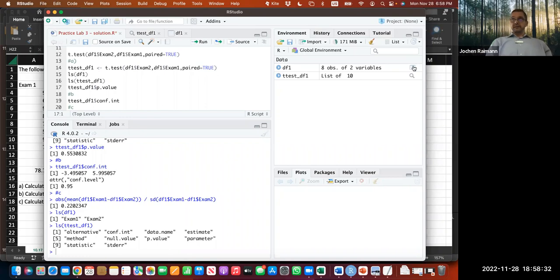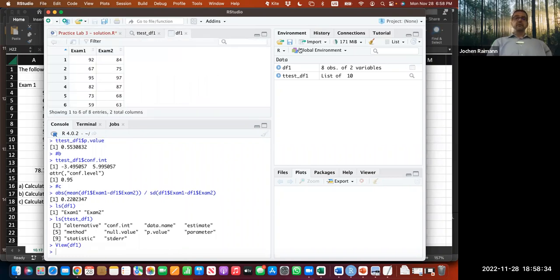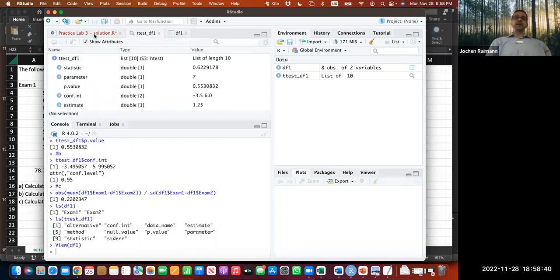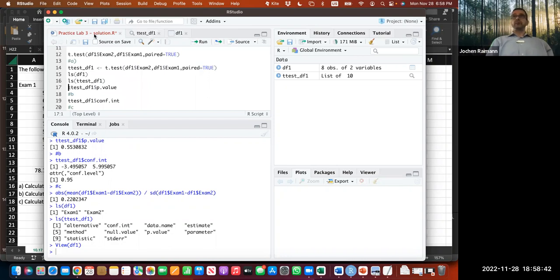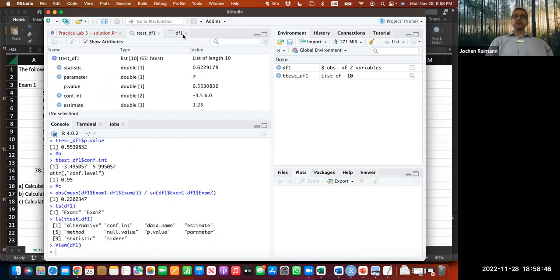So if you click here, you mean that? Yeah. Okay. So here it opens basically a different tab. So you can switch between these tabs by just clicking on the tab on top. Here on top, you have the tabs.